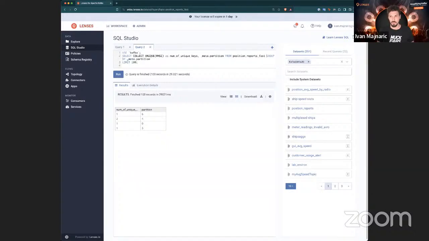So what a developer can do is, as I said, drill down and say, hey, give me basically all of the unique keys which are in partition number 4. So basically you can go in and then see all of the unique keys, and then even drill down even further to see the data.